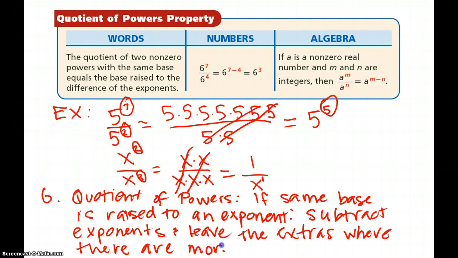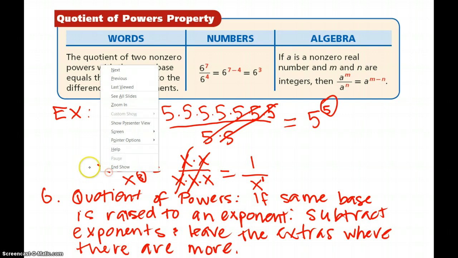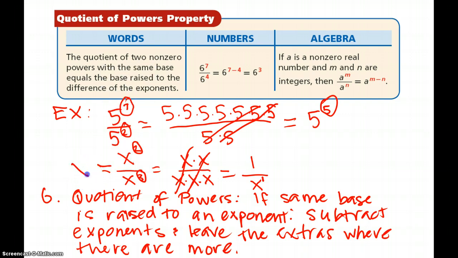And what do I mean by that? Now, you could just always subtract. So if you notice right here, we could take 2 minus 3 and we could get negative 1. That would give us x to the negative 1, right? But is the negative 1 happy? The negative 1's not happy, so then we would end up having to ship it to the basement, and we'd end up right over here. So instead of subtracting and then having to ship it to the top or ship it to the basement, if you just always subtract and you leave the extras where there are more, you'll be all set.